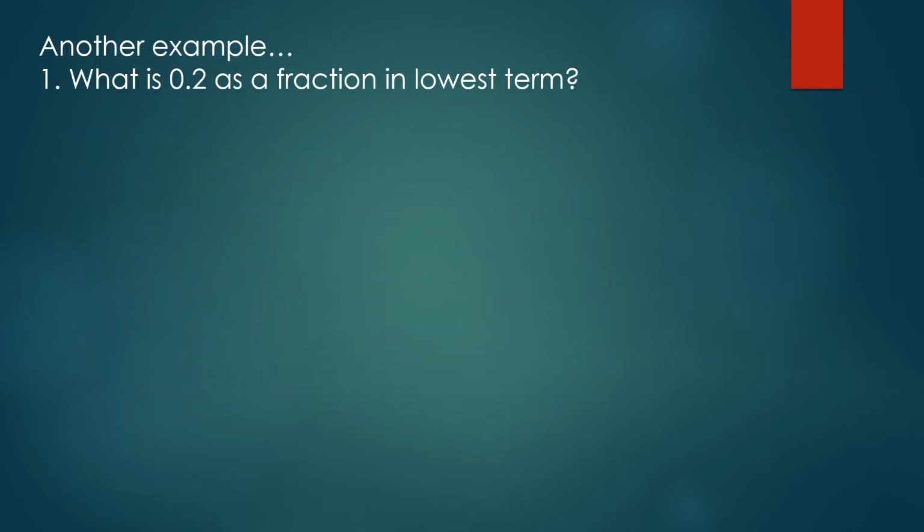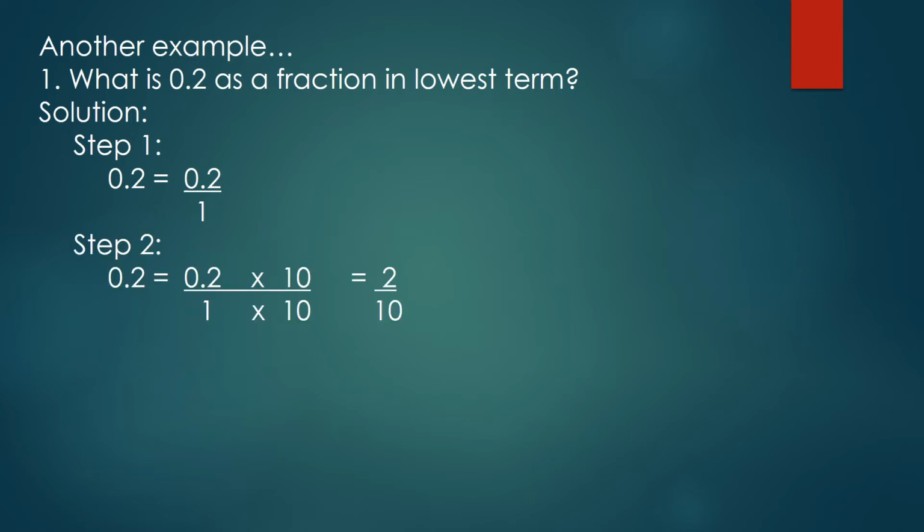Example: what is 0.2 as a fraction in lowest term? Step 1. 0.2 is equal to 0.2 over 1. So, dito sundin natin yung 3 steps, which is according din sa module. So, ayan, sa step 1, naglagay lang tayo ng over 1 sa baba ng decimal number. And then for step 2, we need to multiply it by 10. Bakit 10? Kasi po, ang given natin ay 0.2. So, it has only one digit, which has a place value of tenths. Kaya 10 lang po ang i-multiply natin.